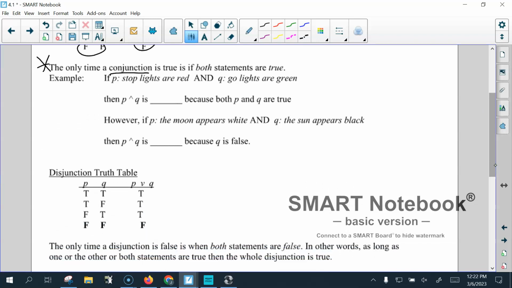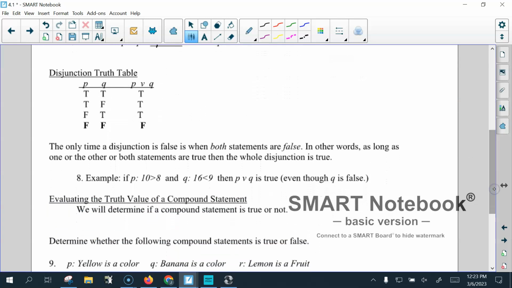So for example, stoplights are red, go lights are green. If P and Q is true, because both are true. However, if I say P, the moon appears white, and Q, the sun appears black, P and Q is false because Q is false. The moon may appear white, that's true, but the sun appearing black, false. Okay? You can't say, well, what about an eclipse? Well, that's not the sun appearing black, it's just being blocked. So since this is false, it makes the whole statement false because one of the things can't happen.